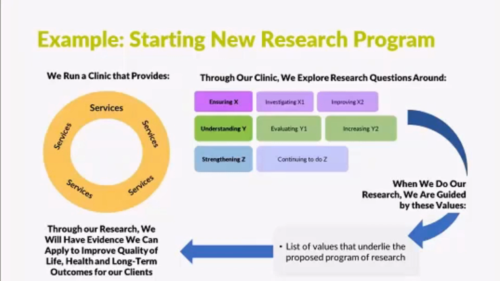In this case, we diverged a bit from the linear model and said, here's our clinic, here's the services we provide. Through the clinic, we're going to explore these questions, so kind of a very high level, here's what we're doing, and then drill down a bit more into the details. They weren't research questions themselves. In this case, they were priority areas they could take a look at. They're going to build their research questions off of the information on this. And when they do the research, we're guided by these values.